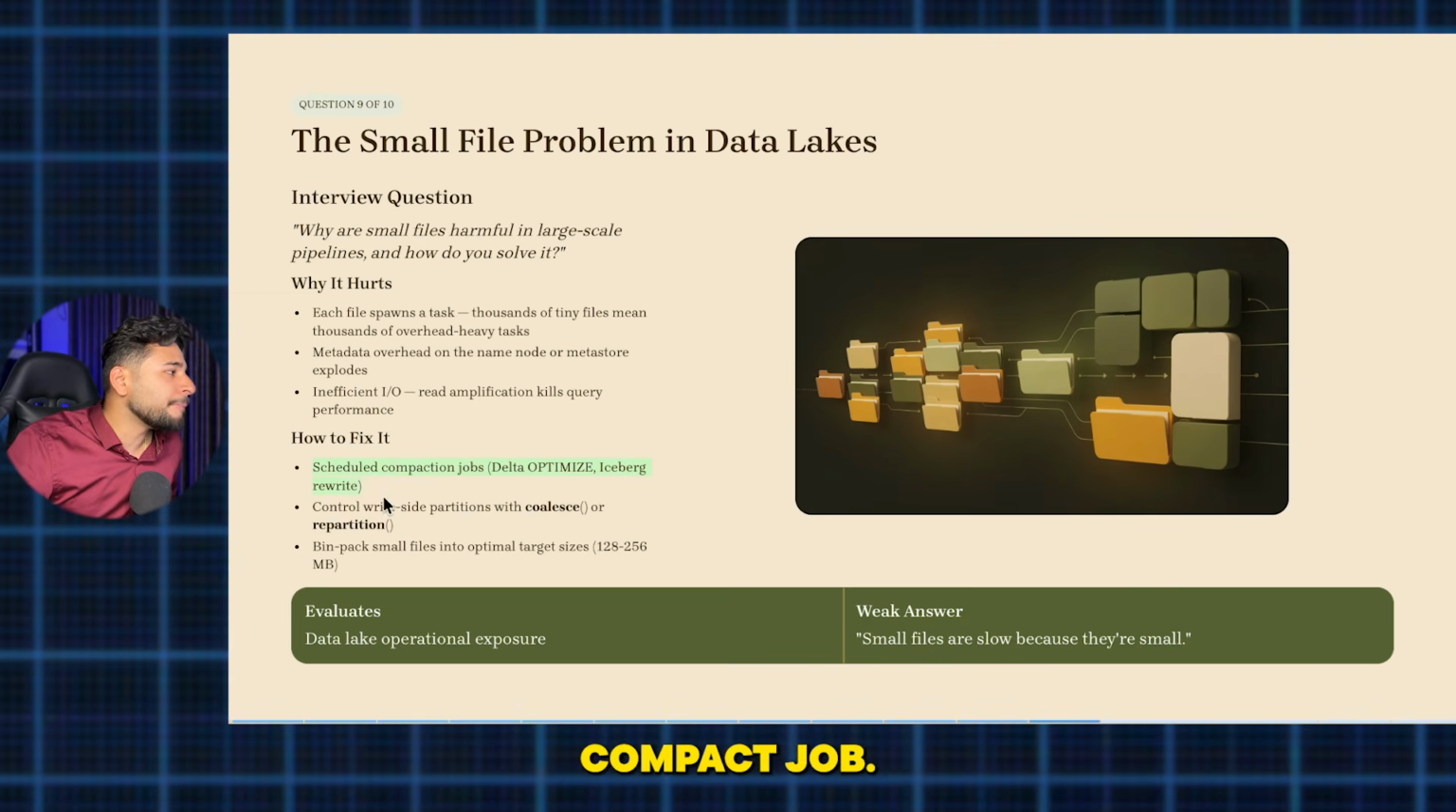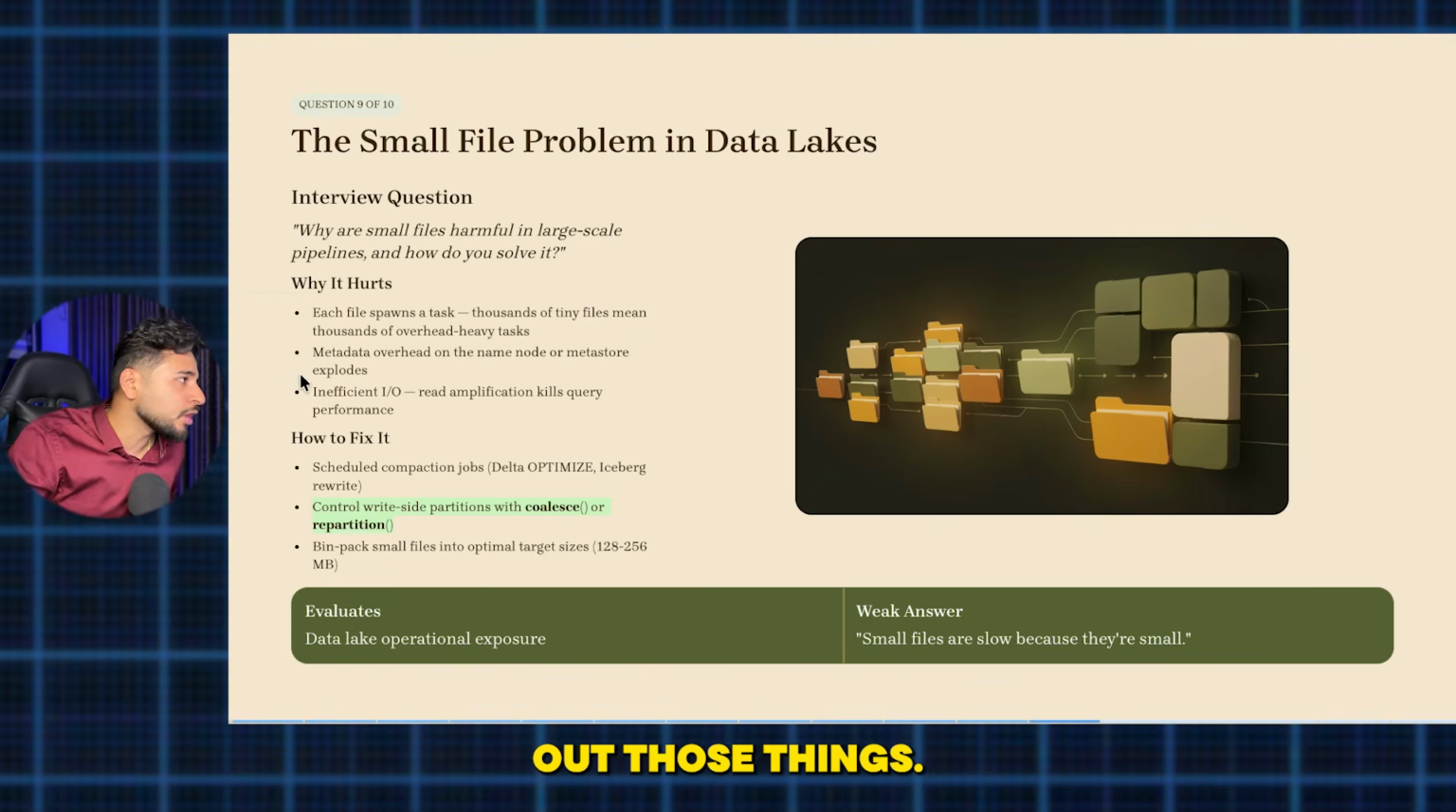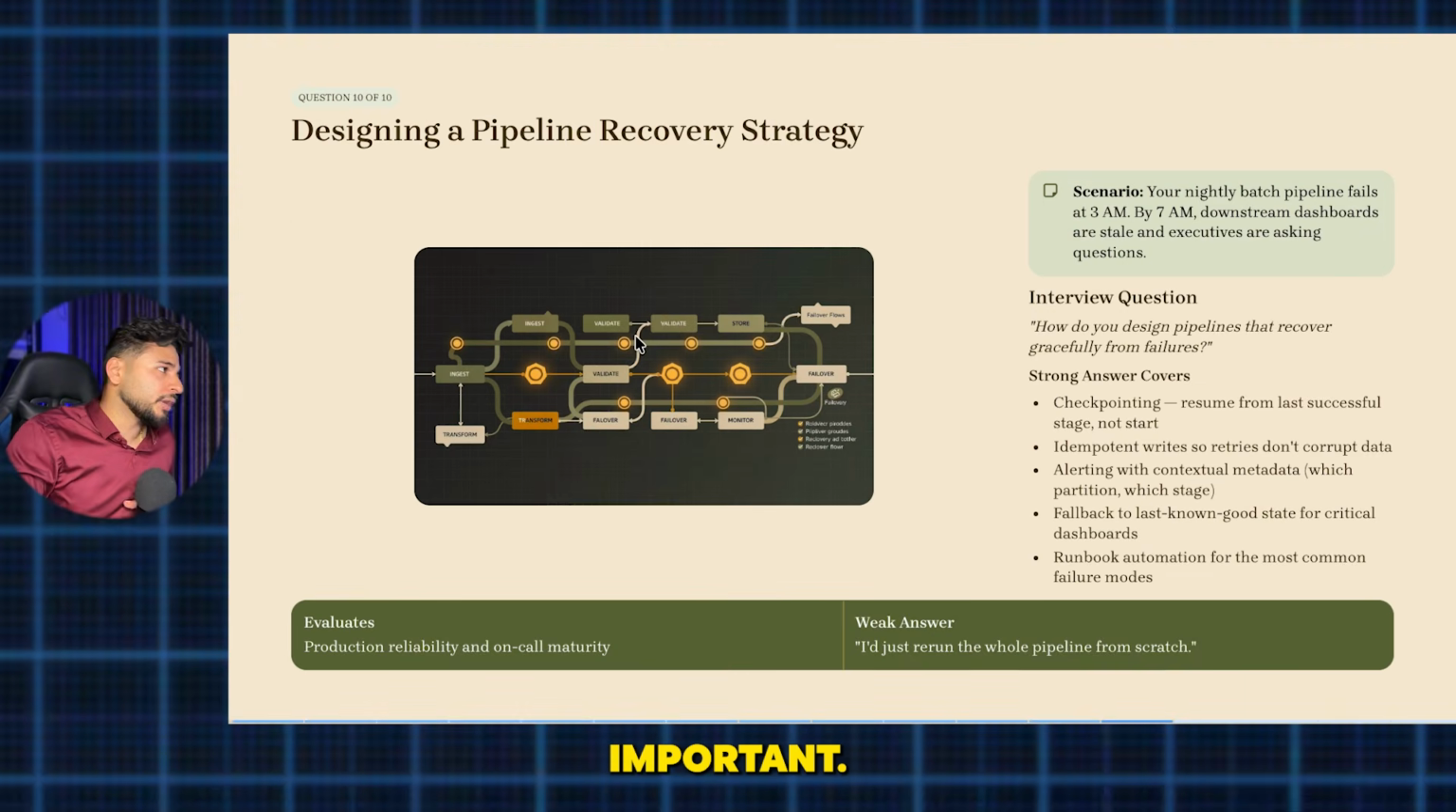We have to schedule a compaction job. We have to control the write side, how it is happening, with coalesce and repartition, so that skewness is not there. Small file writing is happening multiple times. You have to figure that out and solve it, otherwise your program will become drastically slow. That is how you have to figure out those things. Very, very important.